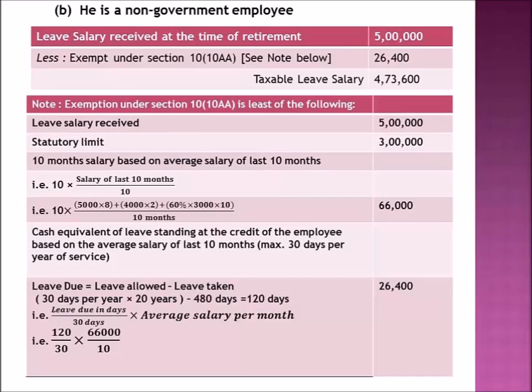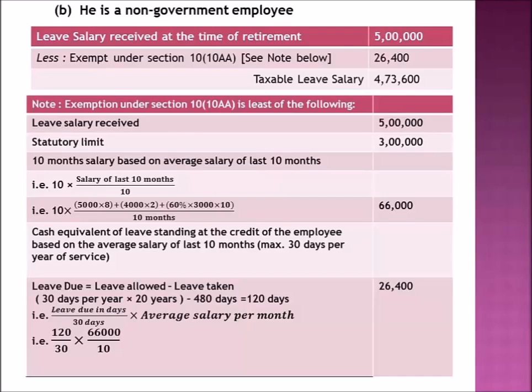So we'll first of all calculate the salary of last 10 months divided by 10, and then again multiply it by 10 to get the 10 months average salary. He was given 4,000 as salary till 31st March 2012, and from 1st April 2012 his salary was increased by 1,000 to rupees 5,000.